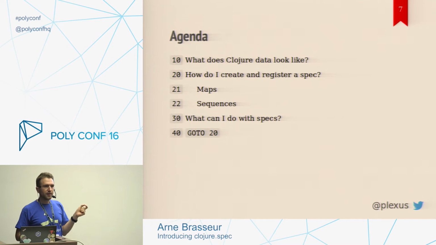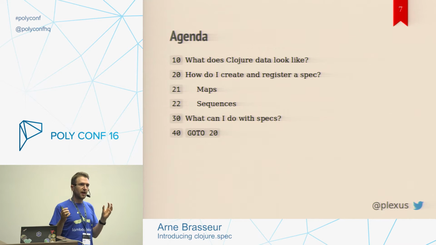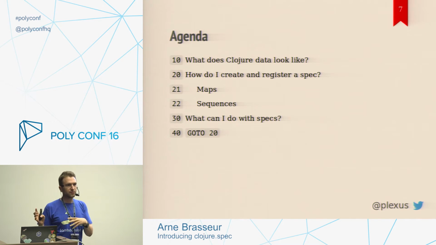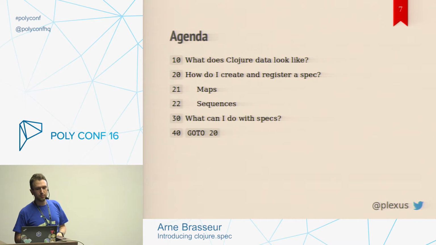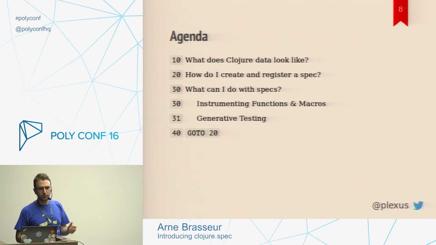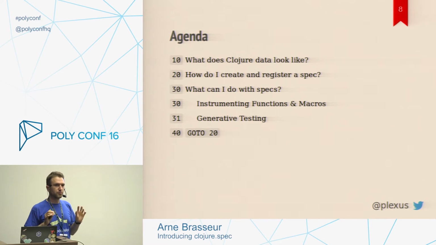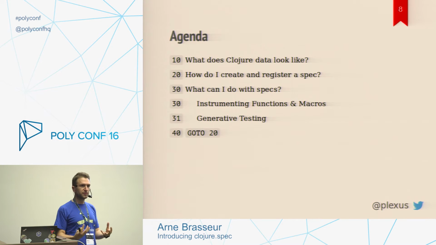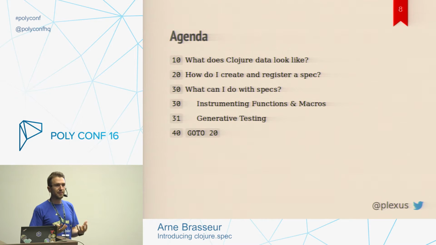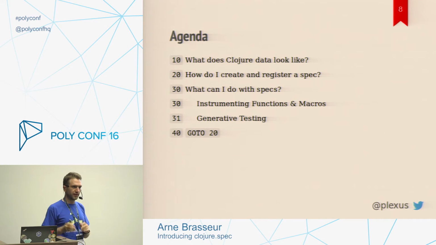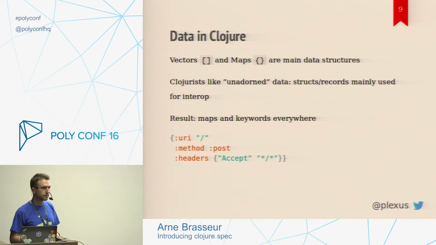In particular, I think there are some really powerful ways to write specs for maps. That's one thing, and for sequences. I'm going to dive into those a bit more, and then I think there are two more advanced, more interesting features that you can use these specs for, which is instrumenting functions and macros, and using them to drive generative testing. So we'll get to that towards the end.